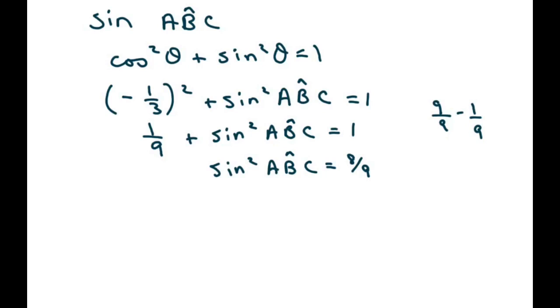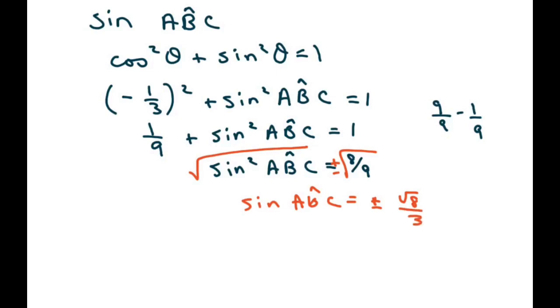When you square root both sides, you're going to get sine of ABC equals plus or minus the square root of 8 over 3. Okay? And that's your answer, but we're going to use the positive. So that's going to be just the square root of 8 over 3.